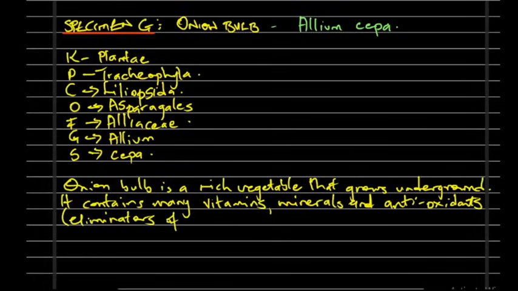Eliminators of free radicals. Free radicals that are dangerous to our health. So these antioxidants help us to eliminate them. Antioxidants in the onion bulb. So it helps to eliminate them, and so they are very, very medicinal.